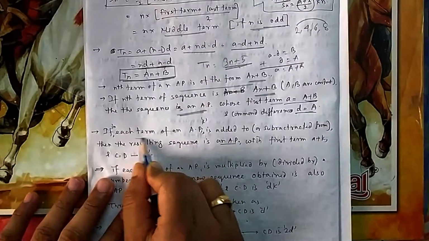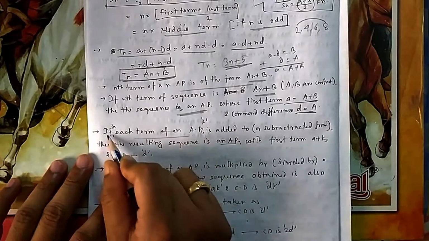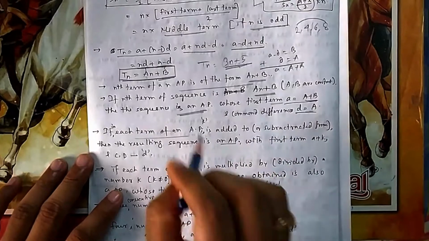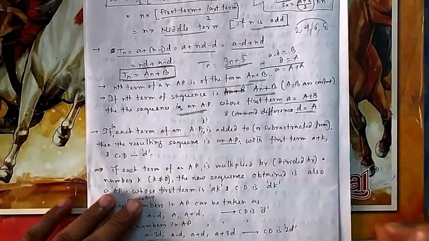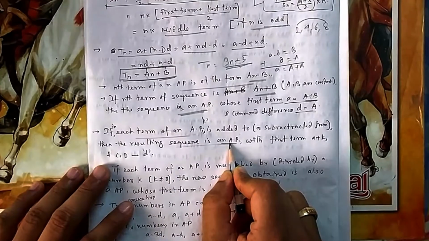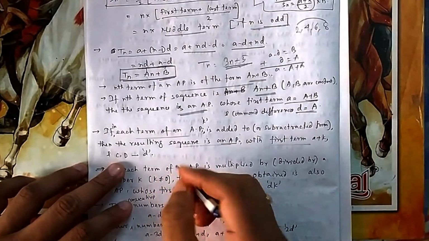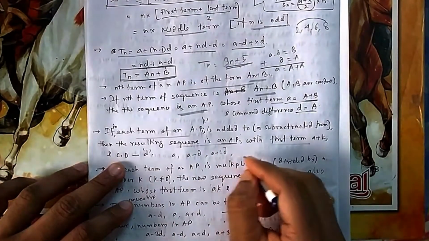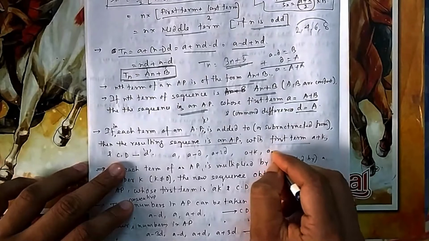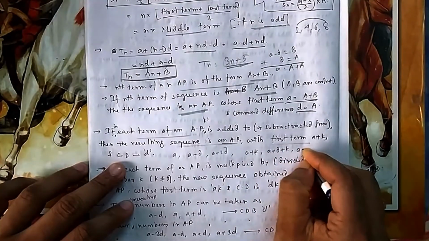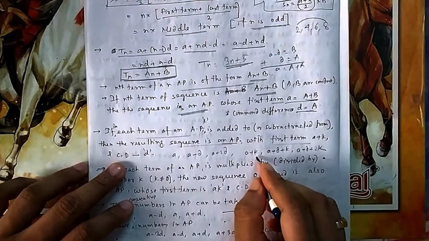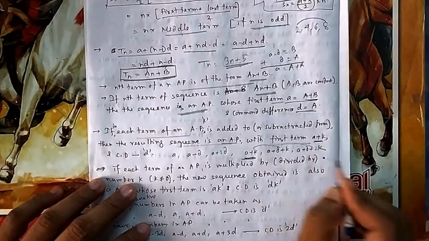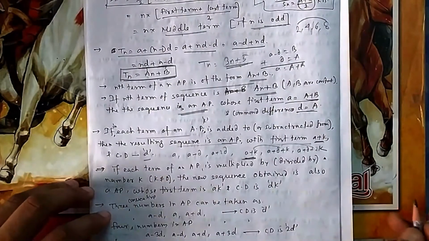Now if in each term of an AP, K is added or subtracted, if you add K to each number or subtract K from each number, then the resultant sequence is also an AP. Suppose A, A plus D, A plus 2D. Now if you add K everywhere, it will be A plus K, next one will be A plus D plus K, next one will be A plus 2D plus K. Again you can see the difference is D. So it remains an AP only, but the first term changes. The first term is now A plus K, but the difference is again D.